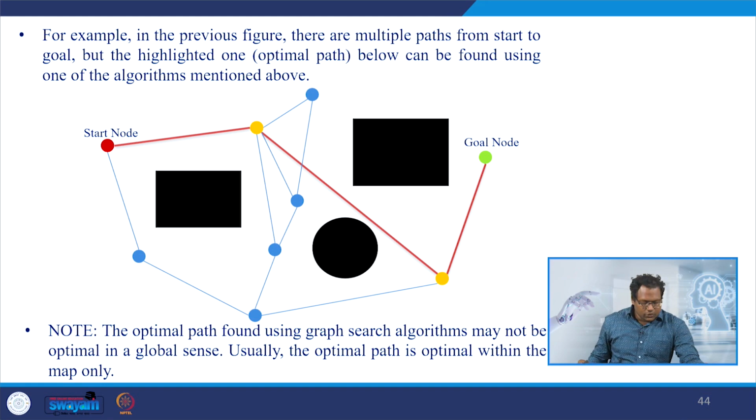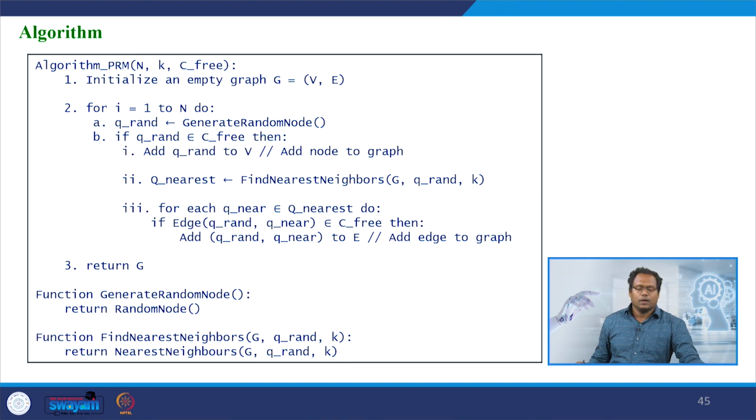Now, it has to be noted that the optimal path found using graph search algorithms may not be optimal in a global sense, which means the path that we have obtained here in PRM using one of these standard search approaches will be a local optimum, not a global optimum. That is the note one has to take care of. And the algorithm goes in this manner, which we have seen.